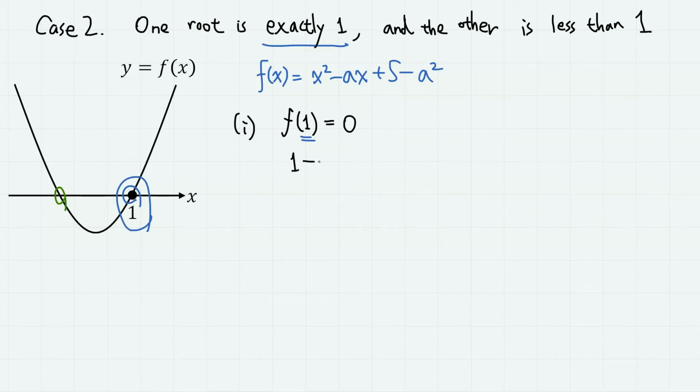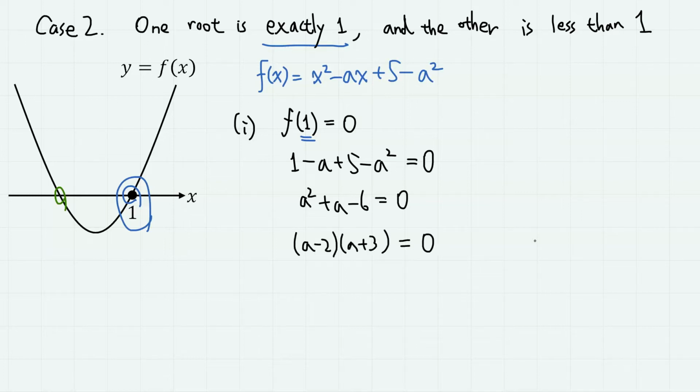Therefore, we have 1 minus a plus 5 minus a squared equals 0. So a squared plus a minus 6 equals 0. Therefore, a equals minus 3 or a equals 2. So we have this condition.